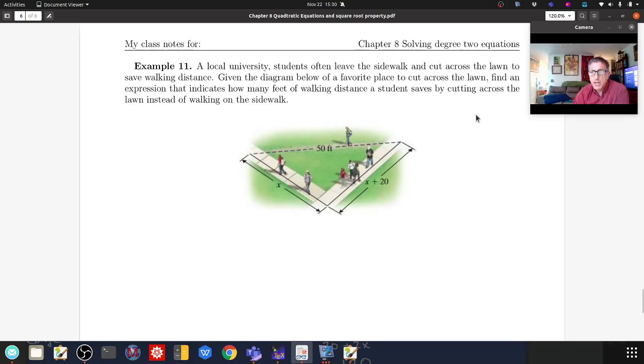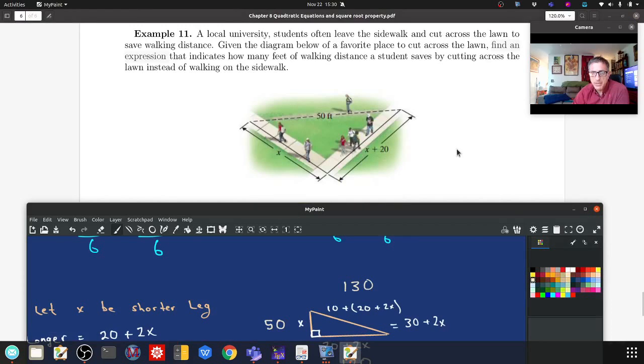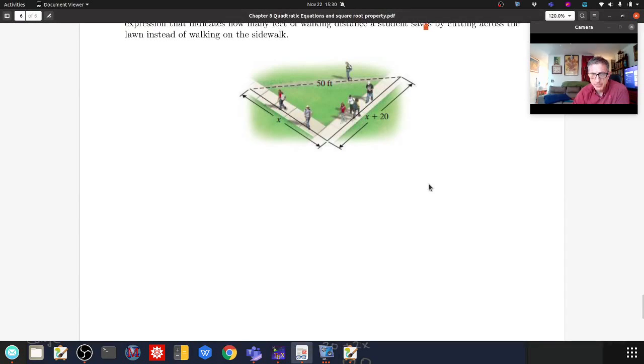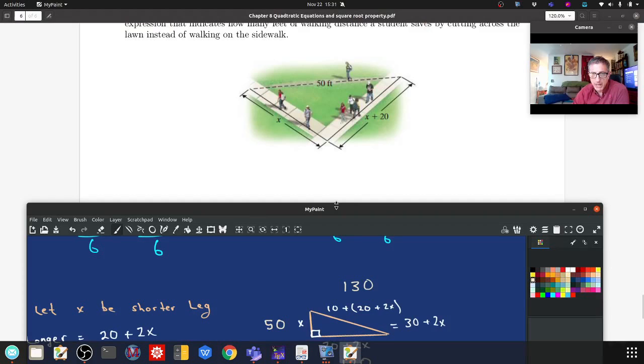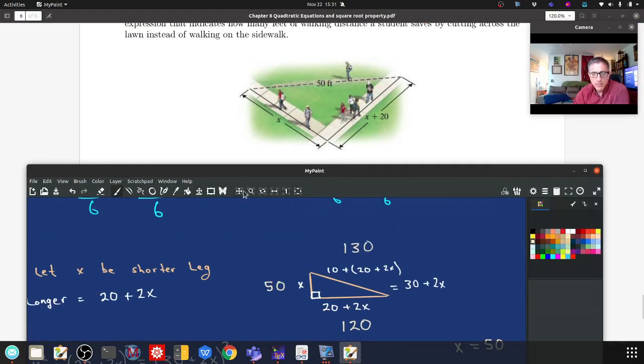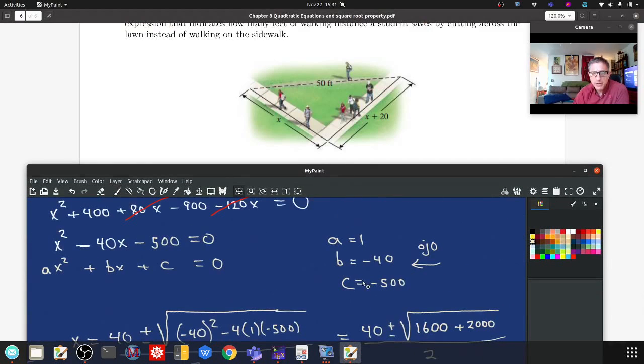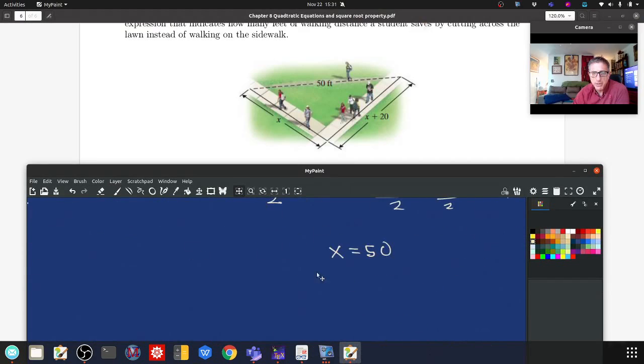I actually changed the problem to say: find an expression that indicates how many feet of walking distance. So let's set this up, and then if you want to do it, everything has to be kept as a radical. But there is something to be said about this problem that we can do without going into it.